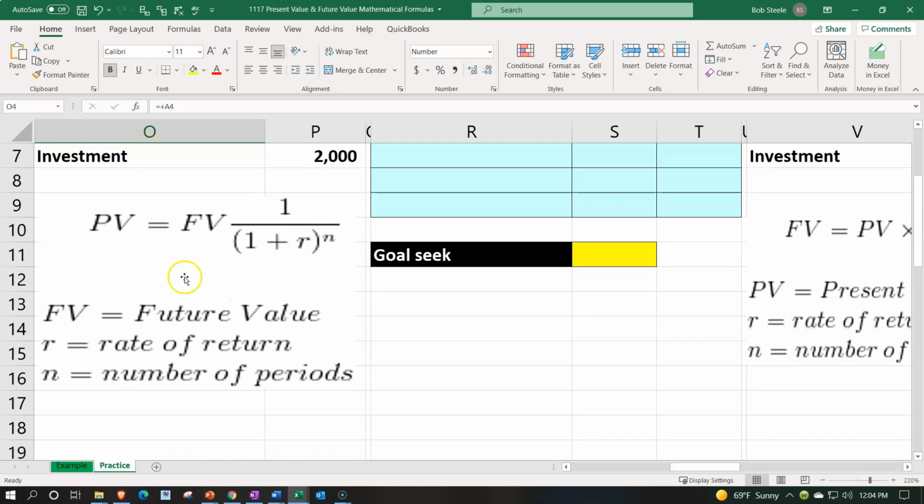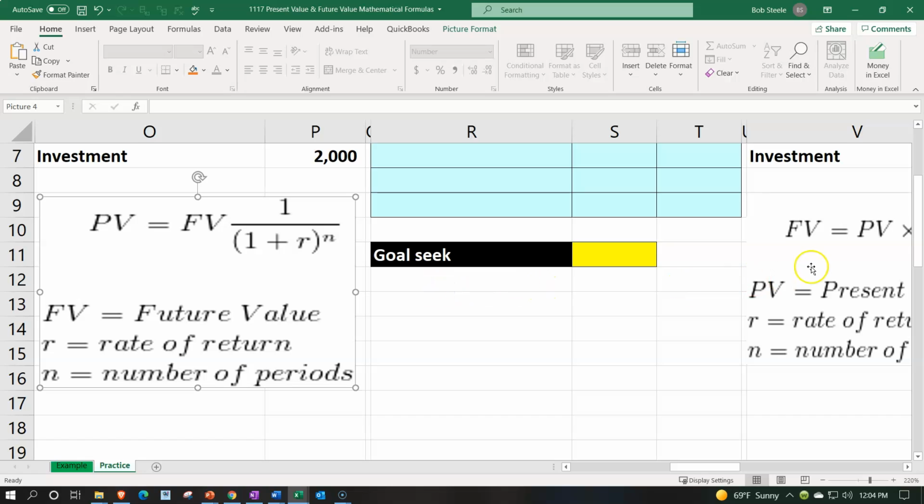Now we have our calculations for the present value. Here's the formula. Here's the formula for the future value. So the present value formula can be formatted as present value equals the future value.